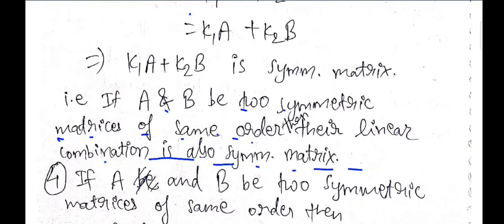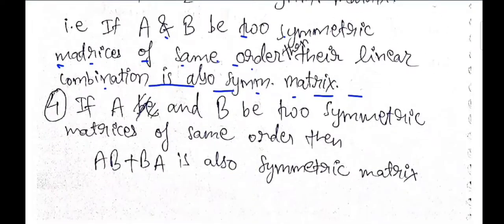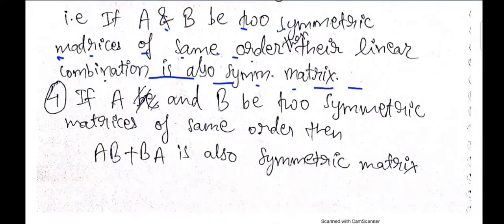Now in the fourth one, suppose A and B are two symmetric matrices of the same order. Again, the same situation as in the above property holds: they are square matrices also and symmetric also. As soon as I say that they are symmetric, they will be square matrices also, because symmetry is possible only in square matrices. This you will have to remember.